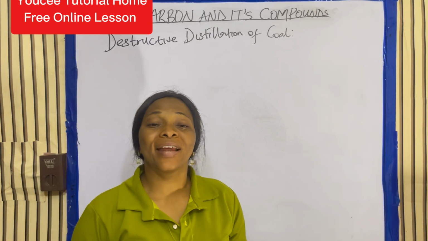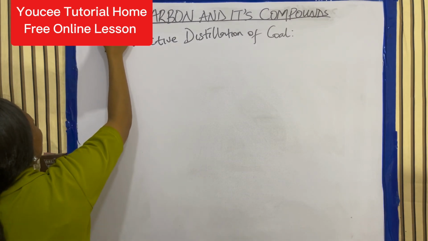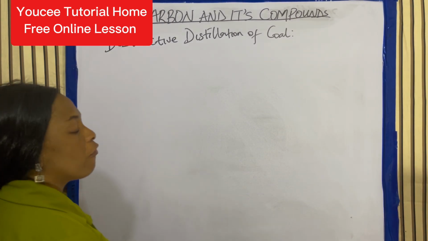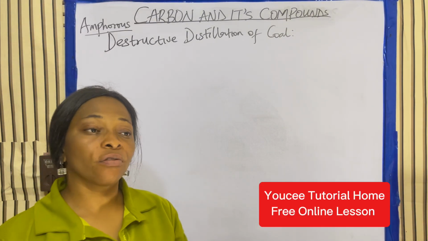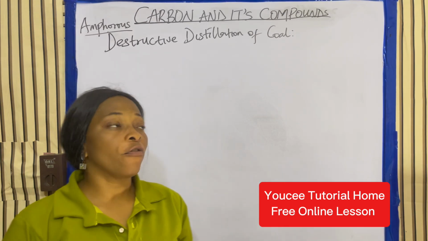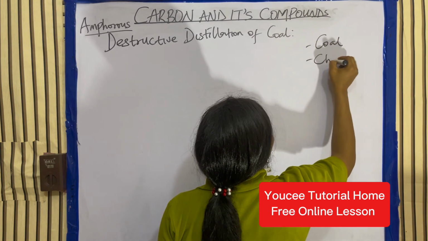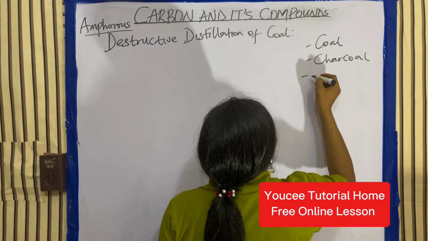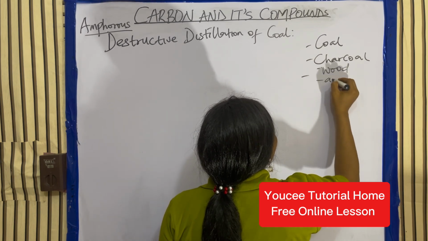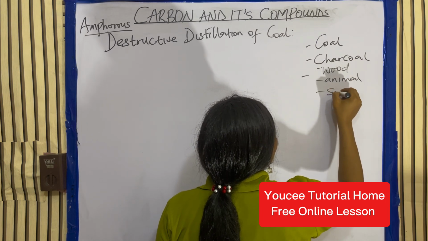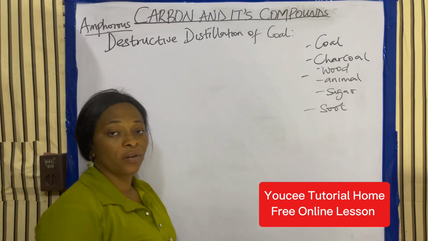Okay, so we'll be looking at amorphous carbon. Amorphous carbon is also known as non-crystalline carbon, those carbon that are not crystalline in nature. And these amorphous carbon include coal, charcoal, under charcoal you have wood charcoal, animal charcoal, sugar charcoal, soot, and so many of them.